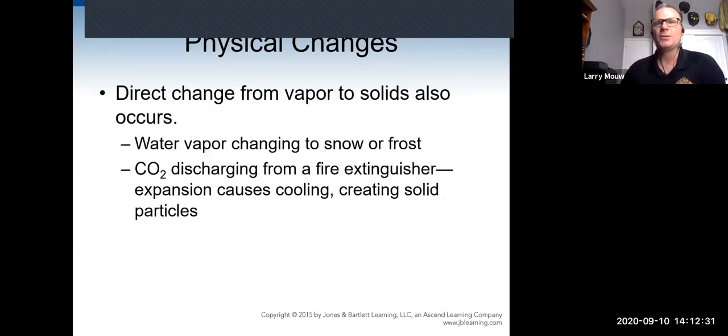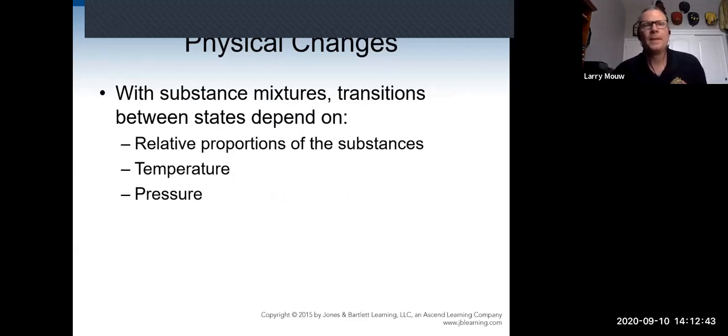Direct change from vapor to solid can also occur. Water vapor changes to snow or frost. A carbon dioxide fire extinguisher: expansion causes cooling, creating solid particles. With substance mixtures, transitions between states depend on the relative proportions of the substances, the temperature, and the pressure that's involved.